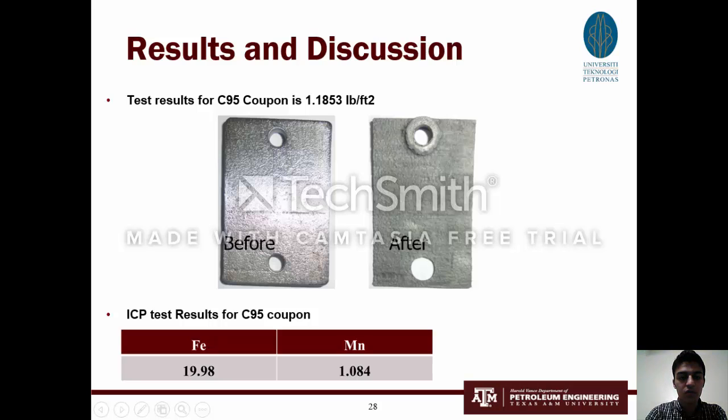Recommendations were given to the company in order to increase the effect of their solution in the field application. We have asked them to add corrosion inhibitor in order to decrease the mentioned result, which was 1.1853 for the C95 coupon. And also we have asked them to do one more corrosion test for the L80 or N80 coupons.